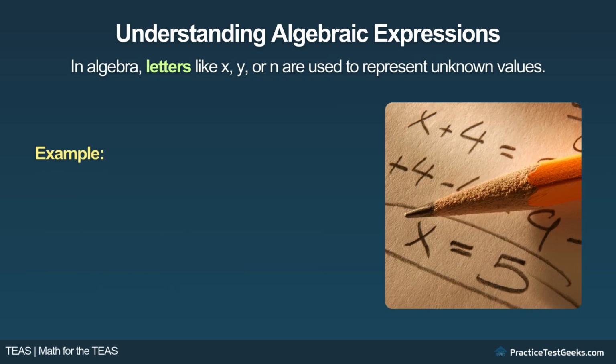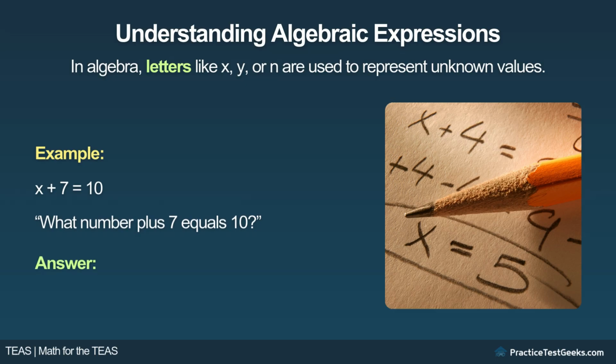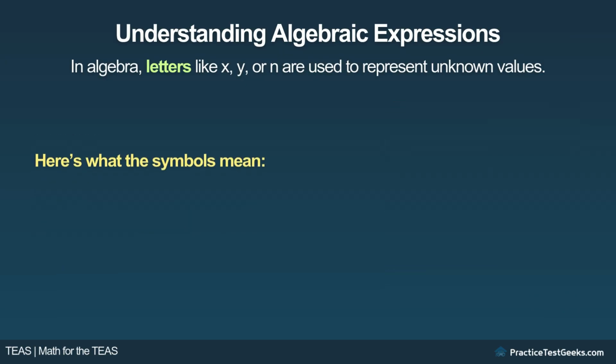For example, x plus 7 equals 10. This means, what number plus 7 equals 10? The answer is x equals 3. Now, let's go over the parts of an algebraic expression.